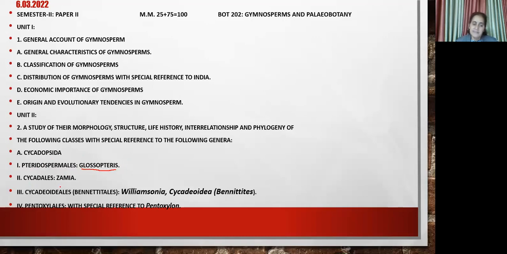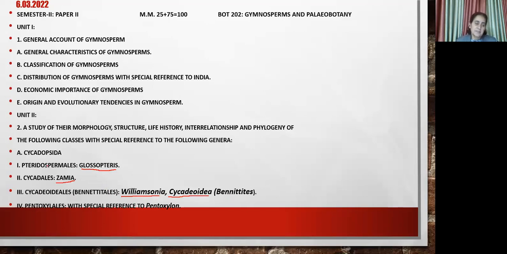Second order is Cycadales. Under Cycadales, you have to study Zamia. This is a living plant. Then the third order, Cycadeoidales. This order is again a completely fossil order. It may be called Bennettitales according to current classification. You have to study 2 genera under this order, Williamsonia and Cycadeoidea. Cycadeoidea is also called Bennettites.